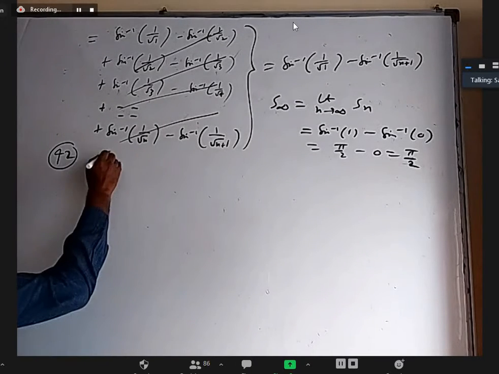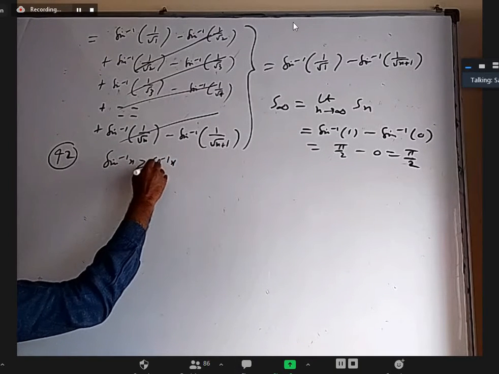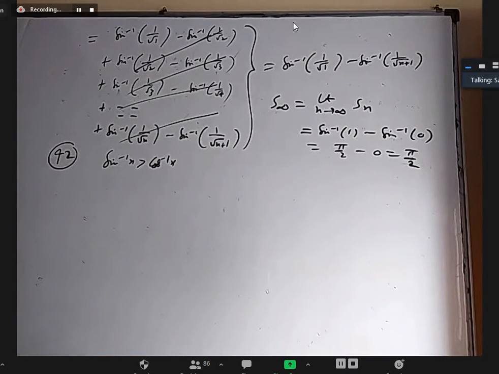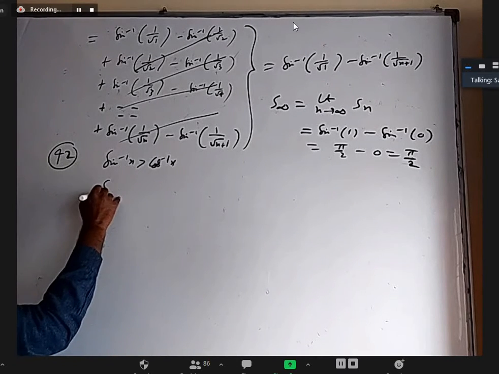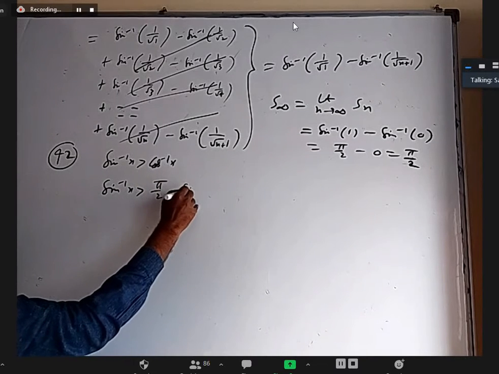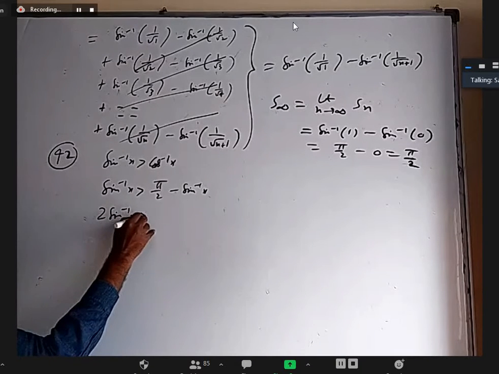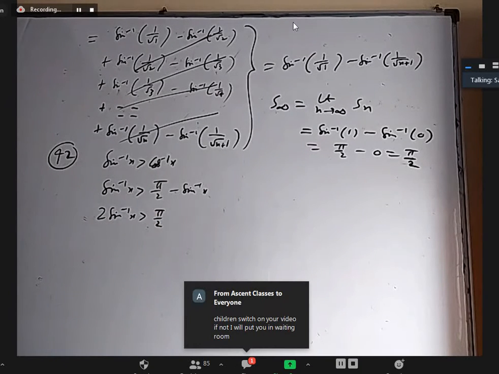42. They want when is sin inverse x greater than cos inverse x? I'll give you some graphical idea of this little later. Right now, I will do just algebraical. Cos inverse x, I can write pi by 2 minus sin inverse x and bring this side. We will get 2 sin inverse x greater than pi by 2.